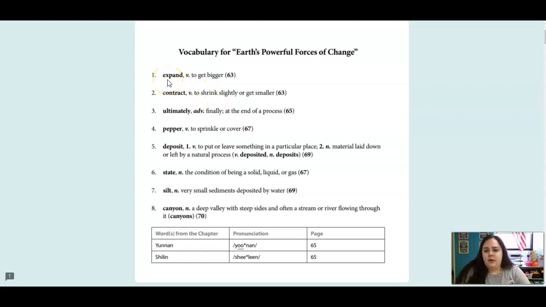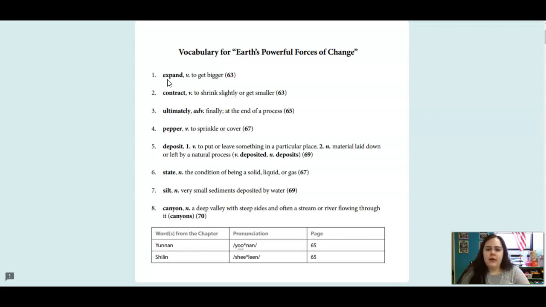Expand is a verb, and that means to get bigger. Contract is the opposite, so it's a verb that means to get smaller or to shrink. Ultimately is an adverb. See that ly telling us it's an adverb. That means finally or at the end of a process. Pepper, this is not the pepper that you put on your food. This is the verb pepper, and that means to sprinkle or cover.